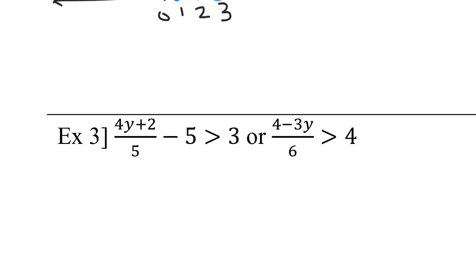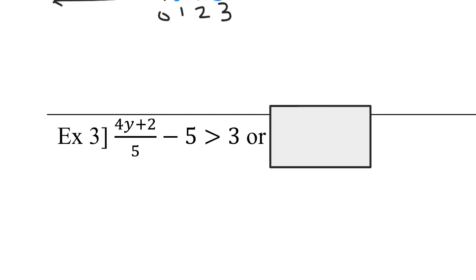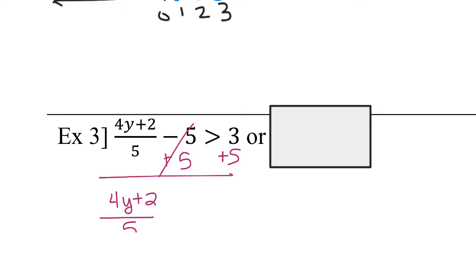Okay, so I have (4y plus 2) over 5 minus 5 greater than 3, or (4 minus 3y) over 6 greater than 4. So I have an "or" inequality again, so that means we're going to ignore this right-hand side one for just a minute, and we're going to solve the left. So the first step in solving the left is we're going to add 5 to both sides. So we have (4y plus 2) all over 5 greater than 8.